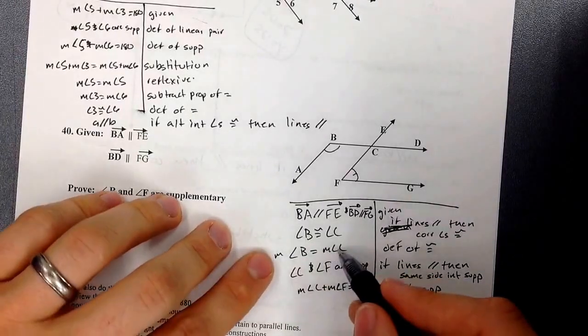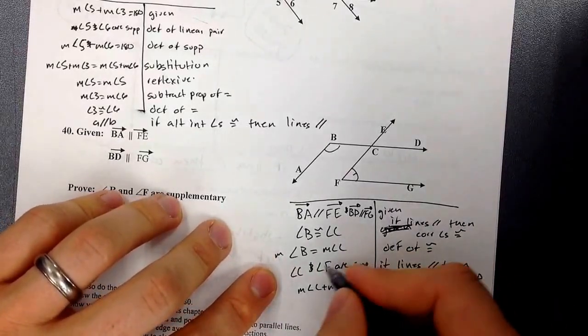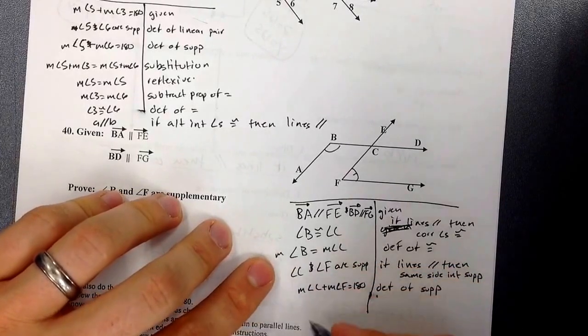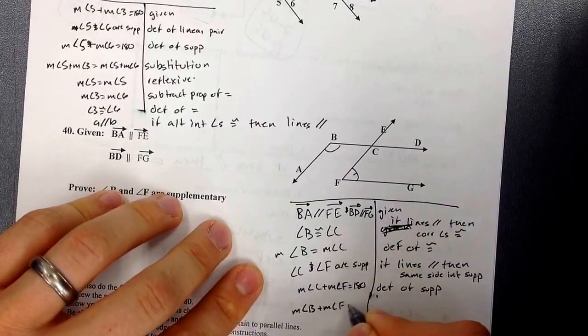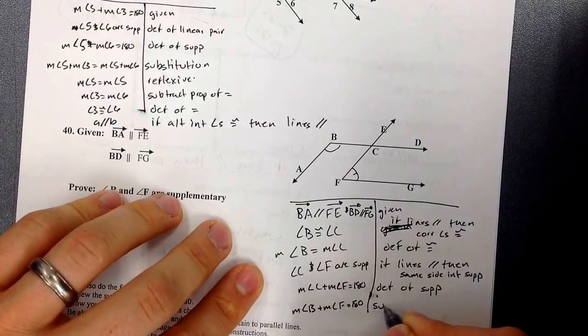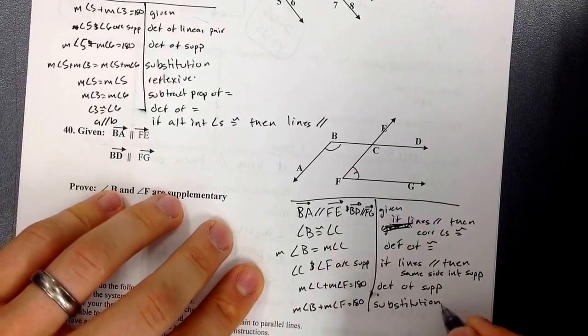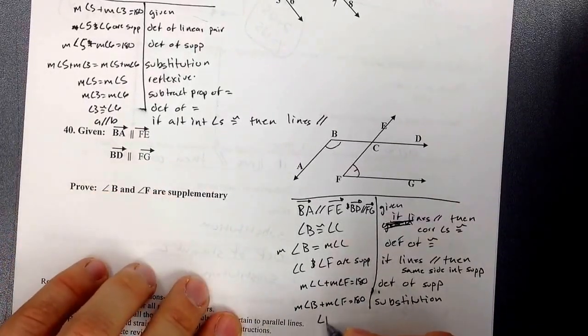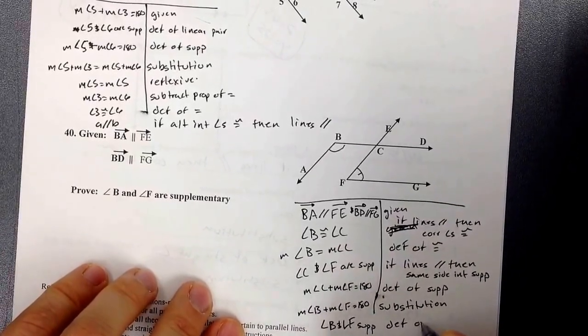And I'm going to replace angle C with angle B. The measure of angle B now plus the measure of angle F is 180. I've substituted that value in. And that's going to give me that angle B and angle F are supplementary by the definition of supplementary.